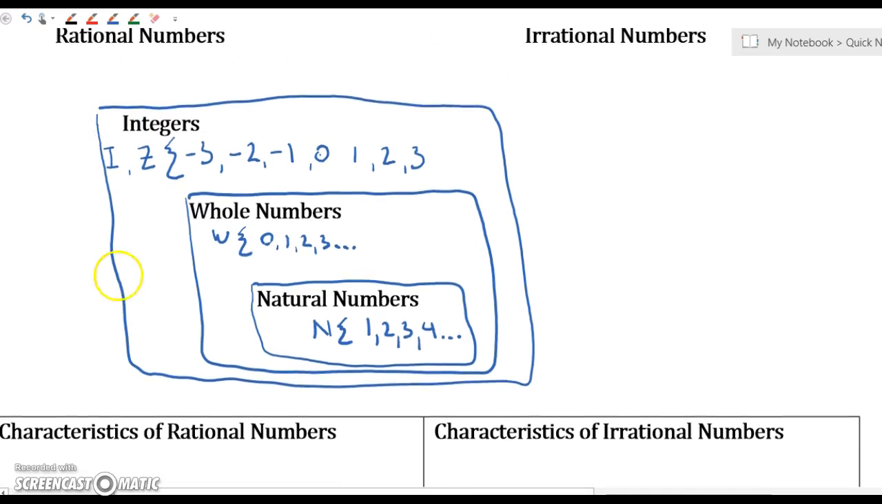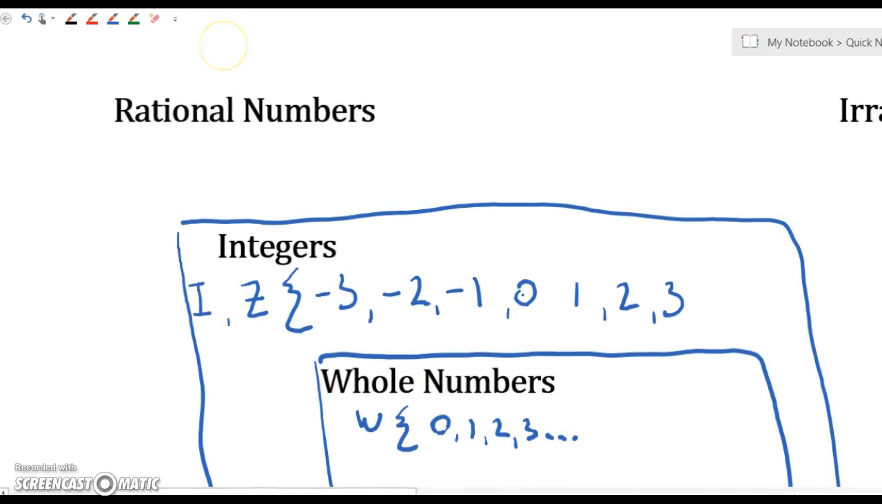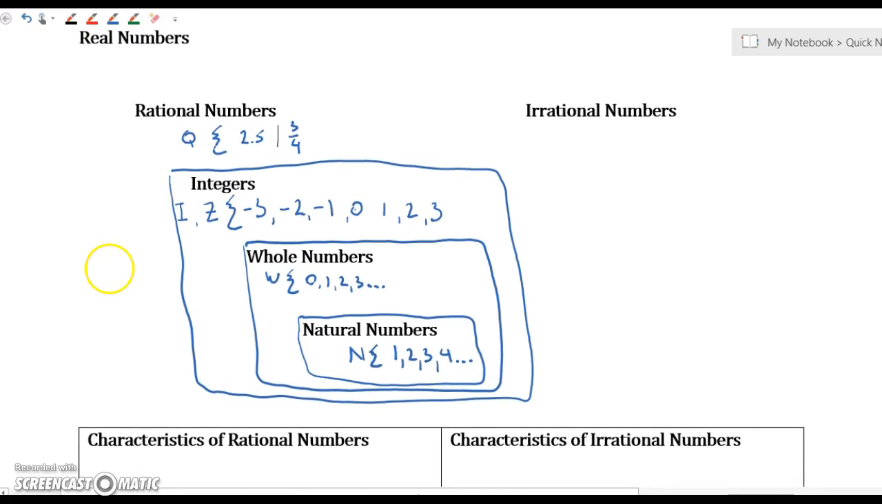Then we have the rational numbers, and the rational numbers are sort of that column, the in-between numbers. They include decimals and fractions. So we might be looking at something like 2.5 or 3 over 4, etc. There's, obviously, again, an infinite number of possibilities there. And we use the letter Q to designate the rational numbers.